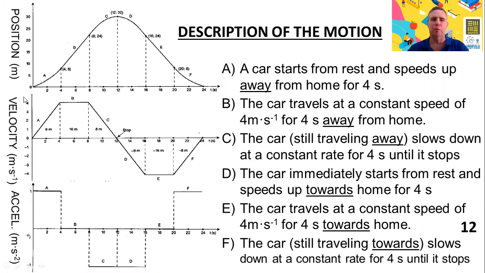So we've got position, velocity, and acceleration versus time graphs. We've matched the time axes so that section A on the position graph is the same as section A on the velocity graph, the same as section A on the acceleration graph. It's the first 4 seconds of the motion. We've got the graphs and a verbal description of the motion.